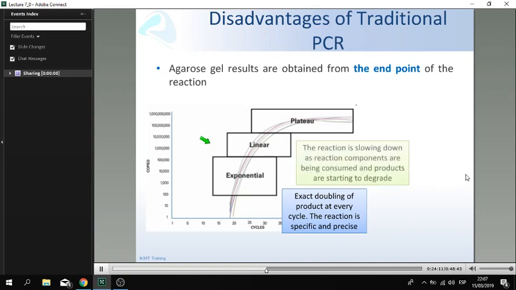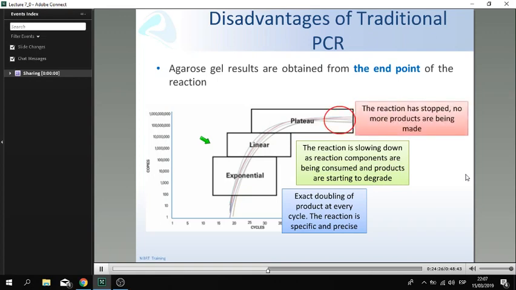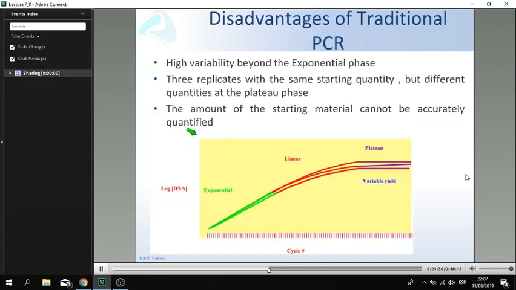But then as we go to around 30, we go into the linear portion of the reaction, where the reaction is slowing down because the reaction components are being consumed and product is degrading. Then we really reach this plateau phase where the reaction has stopped and no more products are being made. And this is really where we are looking if we're doing traditional PCR.